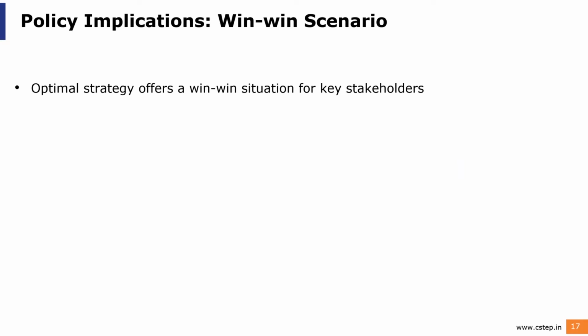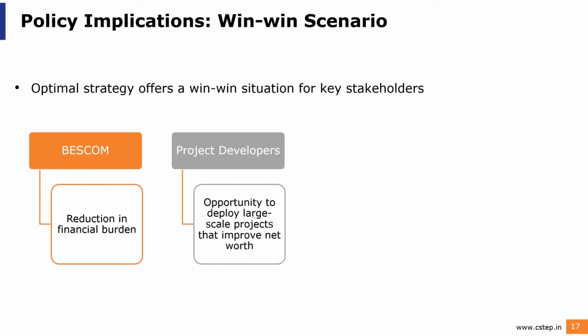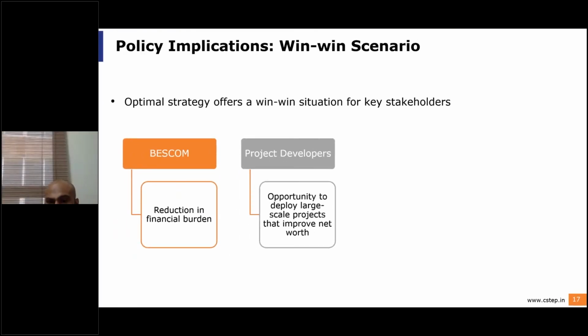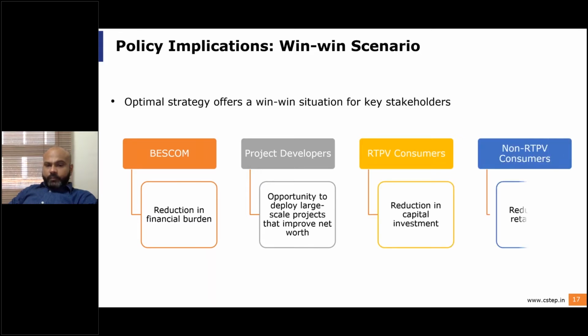The optimal strategy would benefit all the stakeholders. Let me explain individually. Bescom will witness improvement in profitability and reduction in financial burden. Next, a large number of developers will get opportunities to participate in large-scale implementation, which will definitely improve their net worth. Next, RTPV consumers will obviously benefit from cost reduction of RTPV systems because we will achieve economies of scale. And lastly, non-RTPV consumers will benefit from reduction in tariff rates.